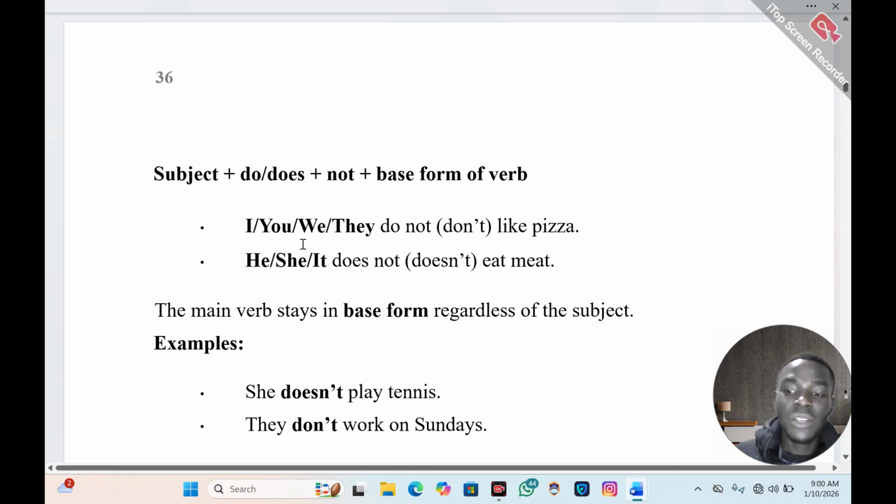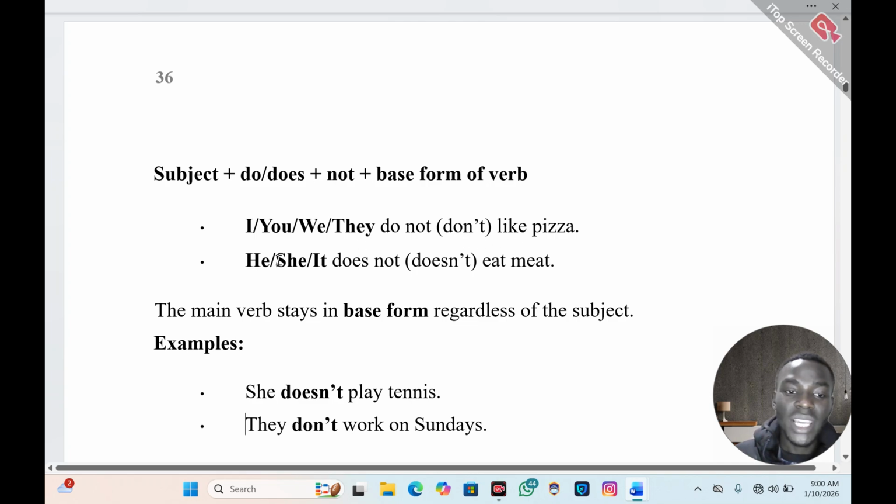We are going to see when you can use do or does. Now, on I, you, we, and they, we use do not. Then on he, she, and it, we use does not. Now, I don't like pizza, or I do not like pizza. You don't like pizza. We don't like pizza. They don't like pizza.